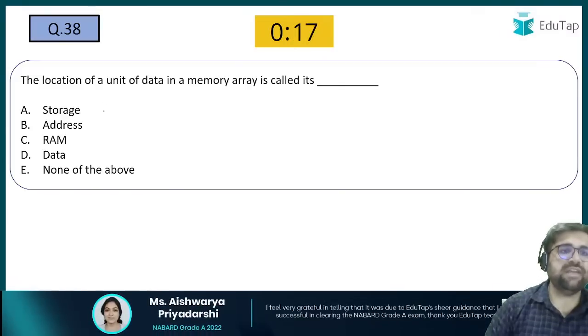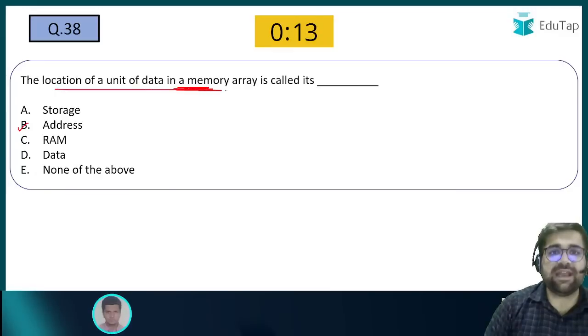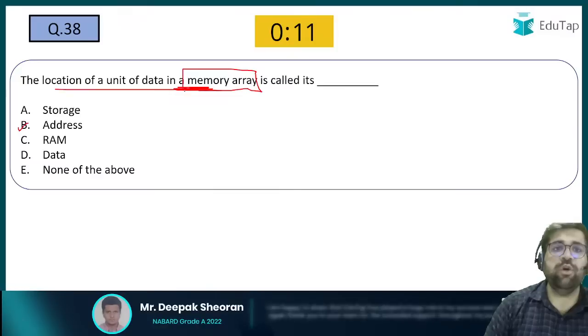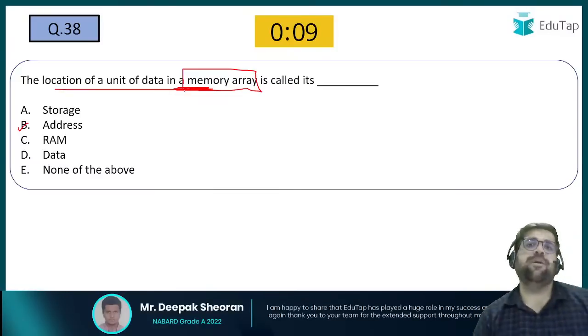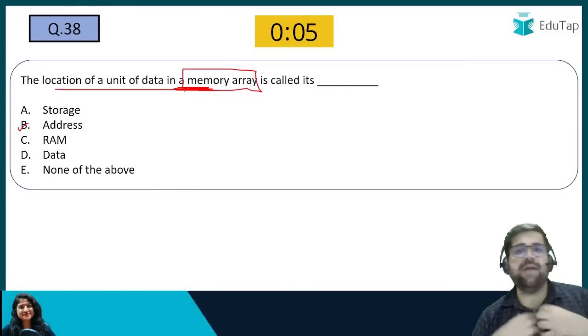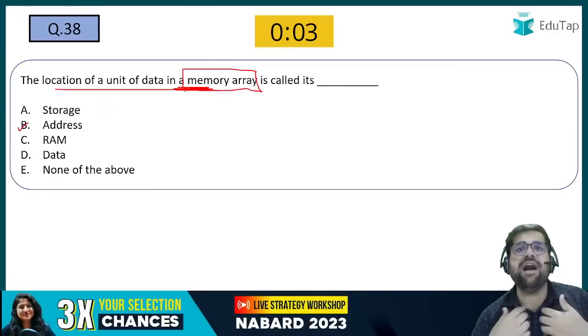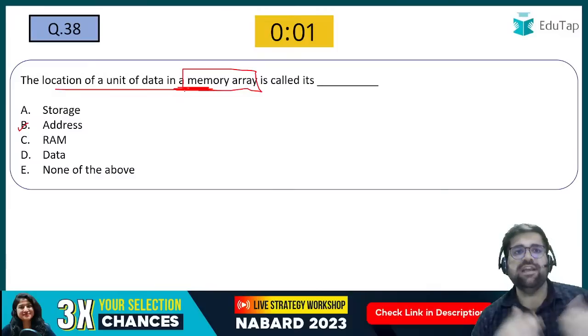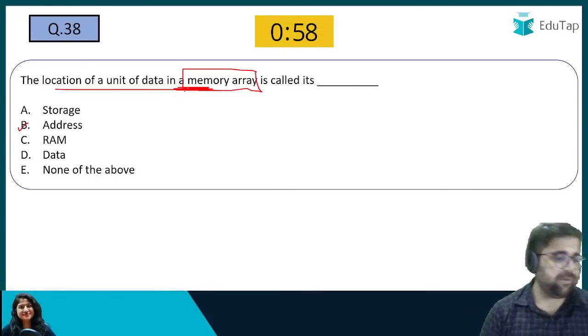Yes, it will be known as address. Address is the location of a unit in a memory array. So basically, it will let you know where the data is stored in your computer. Each and every data will have a certain address attached to it. For example, we all have different Aadhaar cards which are unique to us. In the same manner, different data units will have their own addresses in the computer.